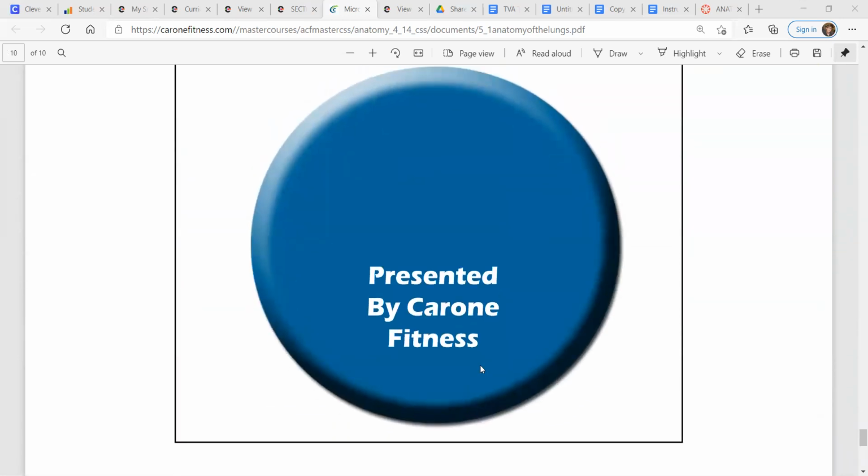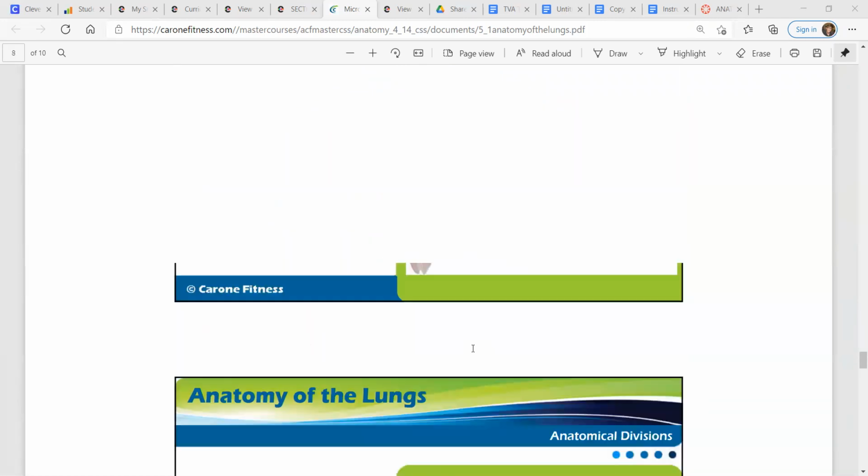And that's the end of that anatomy of the lung section.